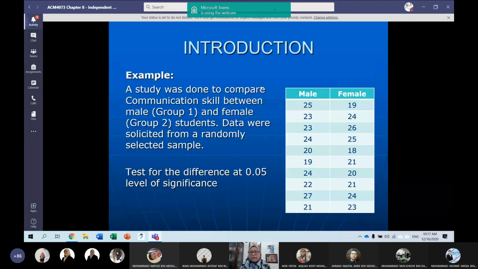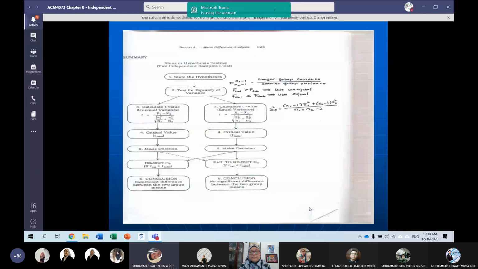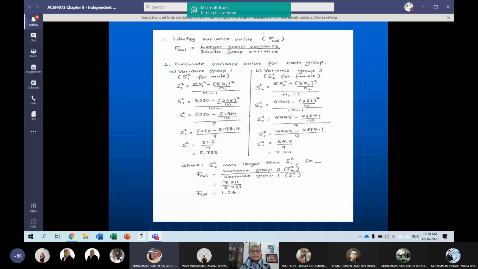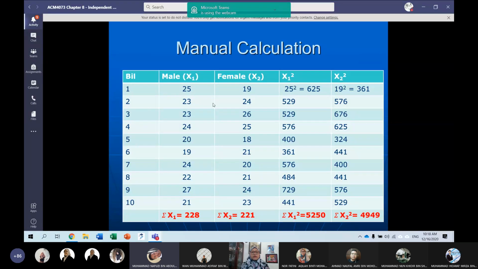Now, how many respondents do we have? 1, 2, 3, 4, 5, 6, 7, 8, 9, 10. Use unequal. Let's see what we have here. Okay, let's have this table first. You must prepare the table before you do the formula.